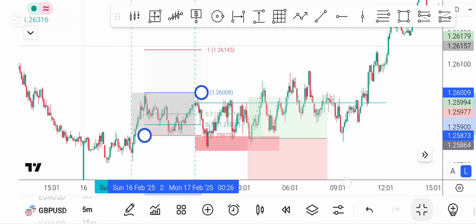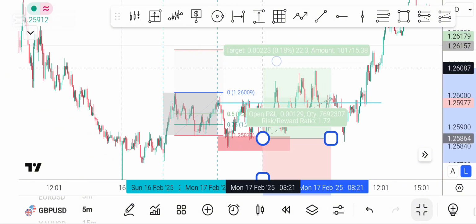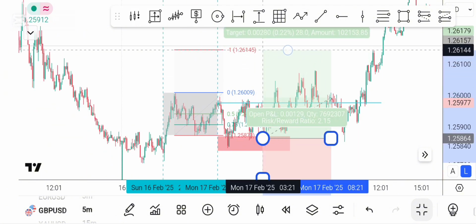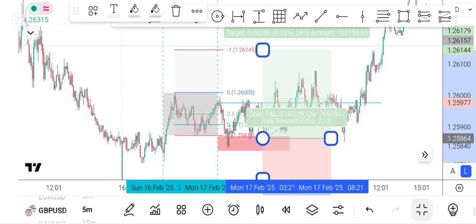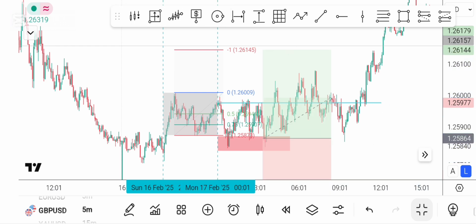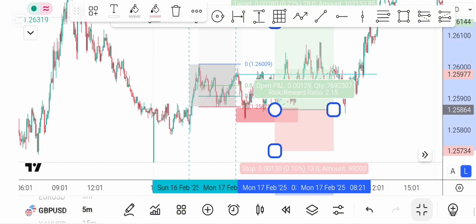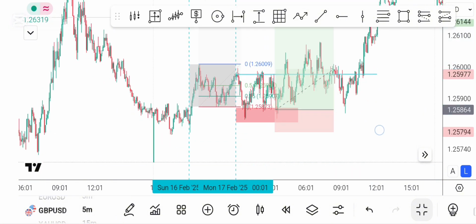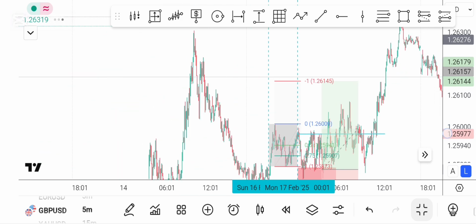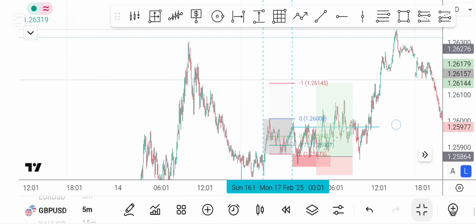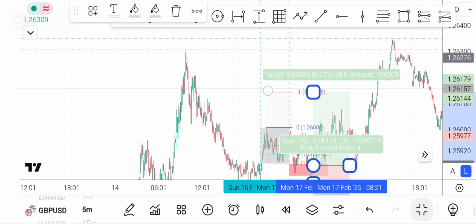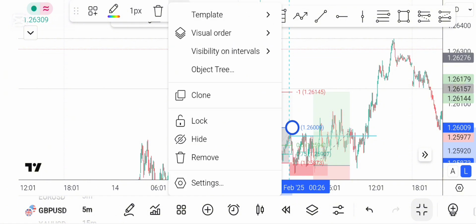So I'm going to do -1, and if you did that correctly, this will have been your profit here, okay, which is 1.26145, and that was a total of 28 pips, which is totally okay, right? It's totally okay. So that would have been a very good trade for Monday. And look at how many standard deviations the market actually went. Let us look at how many standard deviations the market actually went on Monday.